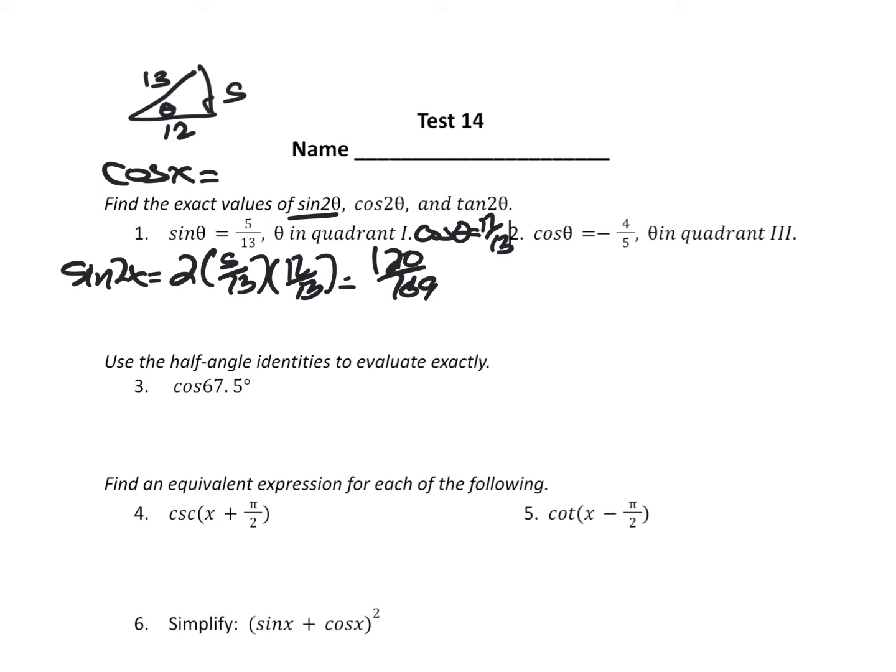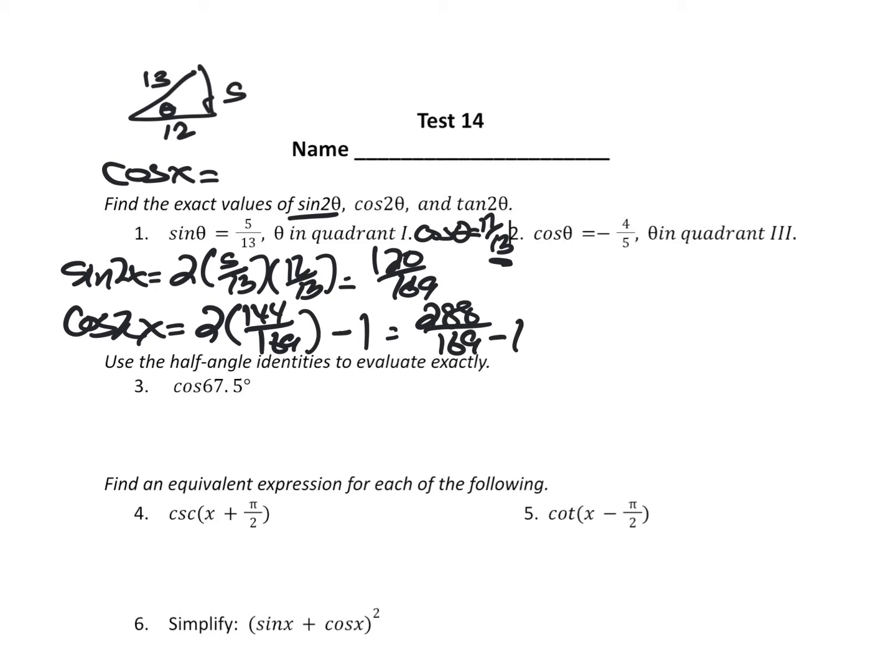That's sine 2x. If you do cosine 2x, you have 3 options of identities to use. It doesn't matter which one you pick. I'm going to do 2 cosine squared minus 1. So I'm going to do 2 times, and I'm going to square a cosine, which means I'm squaring the 12/13. So if I square 12, I get 144. Square 13, you get 169, and you're going to do minus 1. If you work that out, you're going to get 288 over 169 minus 1. And 1 is really 169 over 169.